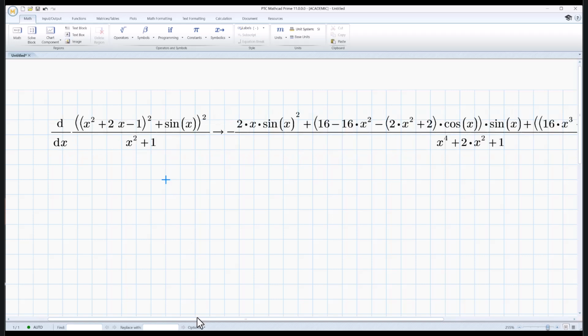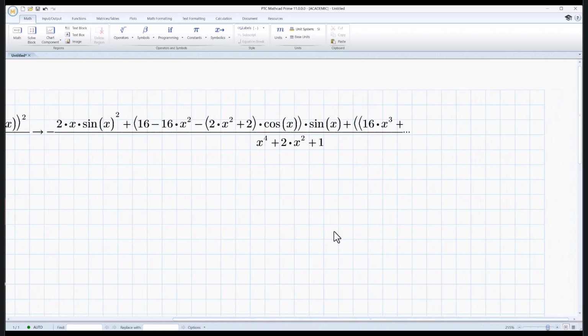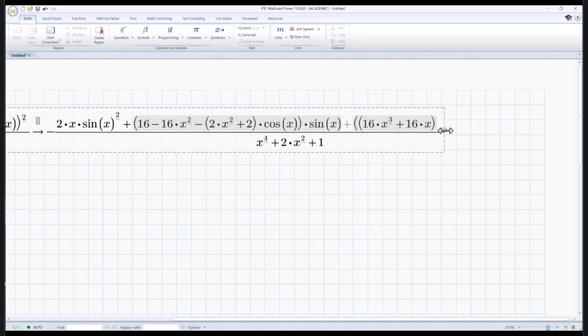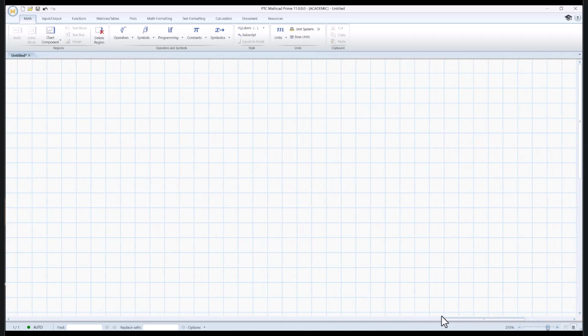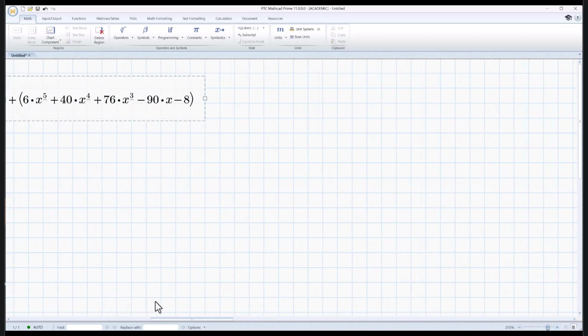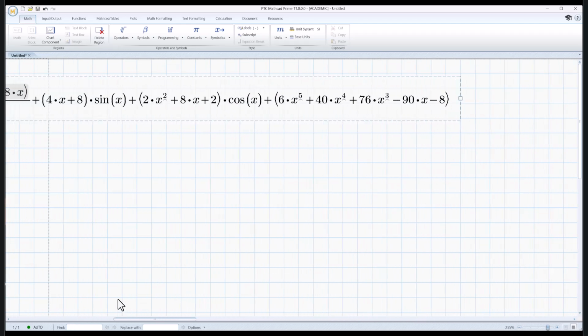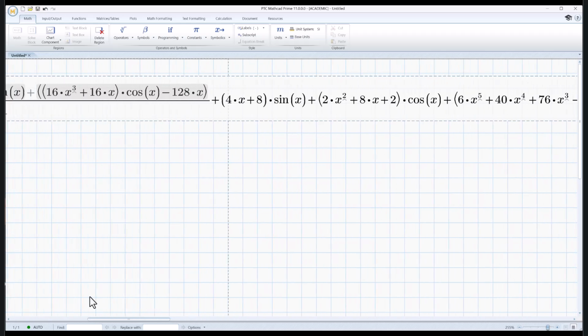Okay, and this just keeps getting longer and longer out here. I can stretch it out and see where the end of this expression is. It just keeps going. Whoops. Let me back up here a little bit. Sorry, there it is. There's the whole thing. Okay, that's pretty noxious.